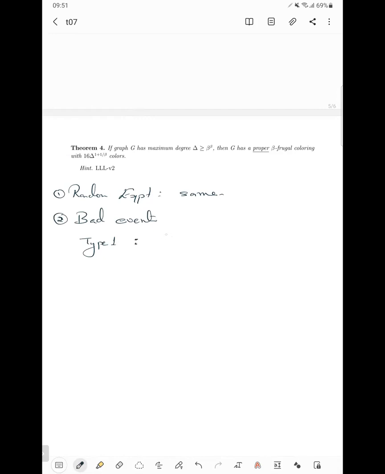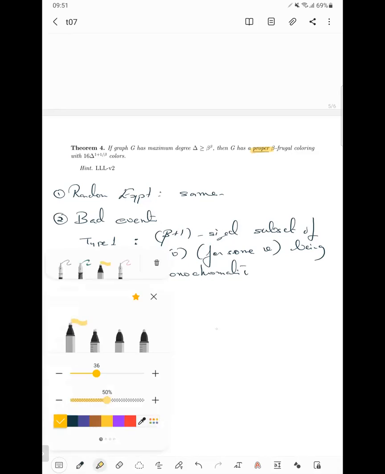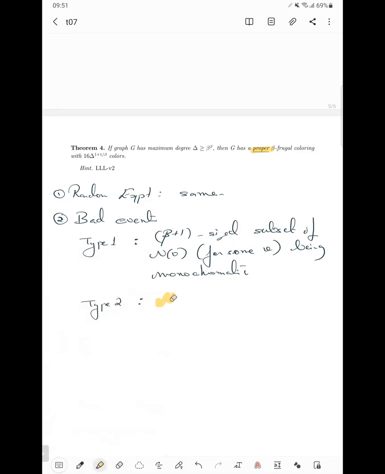Type 1 is a beta plus 1 sized subset of N(B) for some B being monochromatic. And type 2, what would be type 2 events? Easy to guess: monochromatic edges. Correct. This is because of this, right? Type 2 events are monochromatic edges.